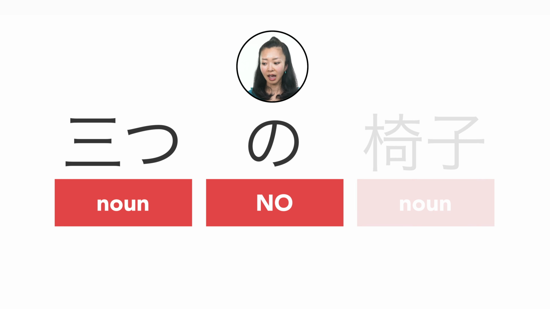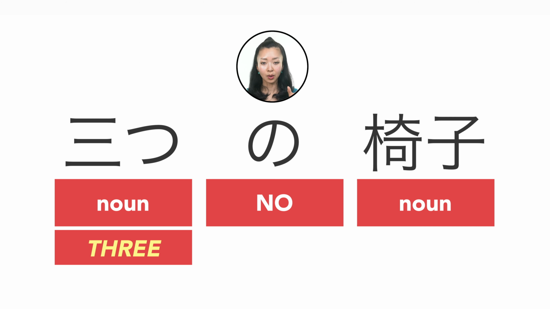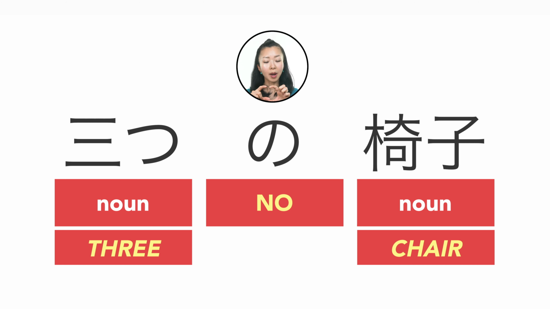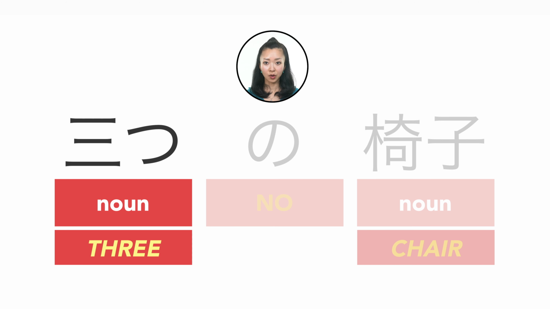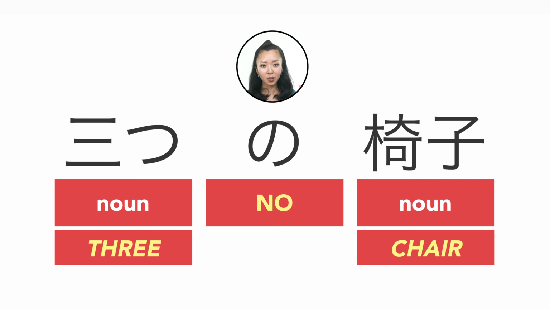So the no particle comes between 2 nouns or more. So noun, no, noun, you actually are making a new noun. Actually, a number can be a noun too. So mitsu is one noun, and then isu is the second noun. And then we have the no particle in the middle. Generally, the first noun describes the second noun when you find a no particle between them. So mitsu, which is the first noun, is explaining more about the second noun, which is isu. So these 2 nouns are just one whole noun as a subject.